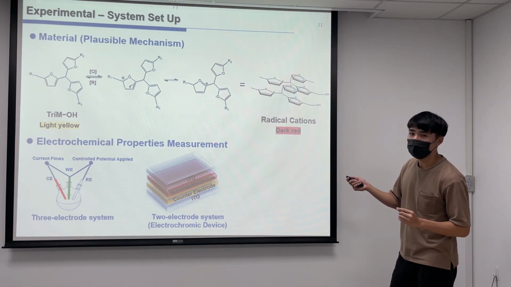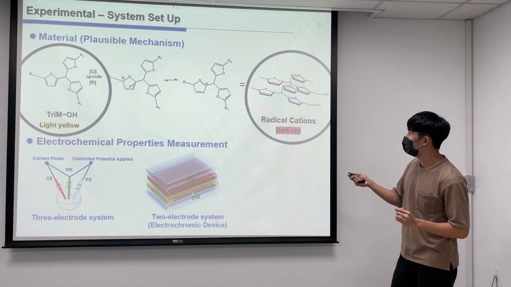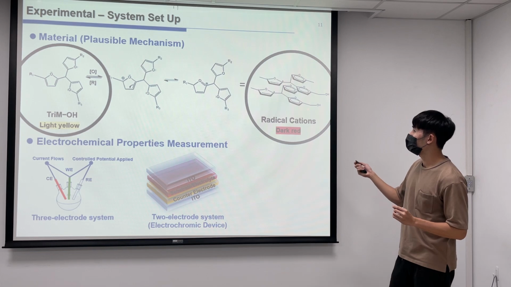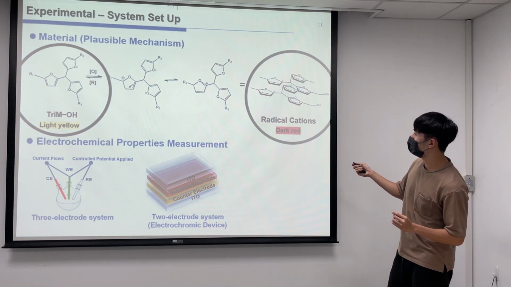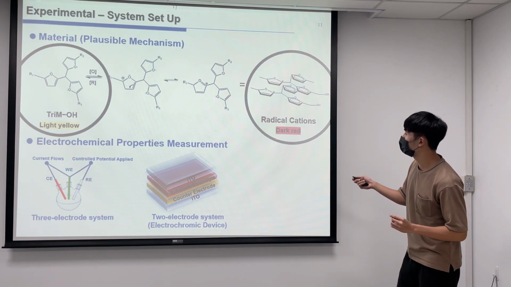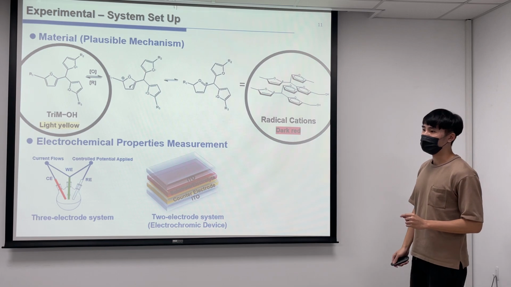cations, 阳离子. And what we can see is this radical cation, two of them can pair with each other. And the interaction between the radical cations can really change the color from light yellow to dark red. Okay, so it tells us how the color changes.